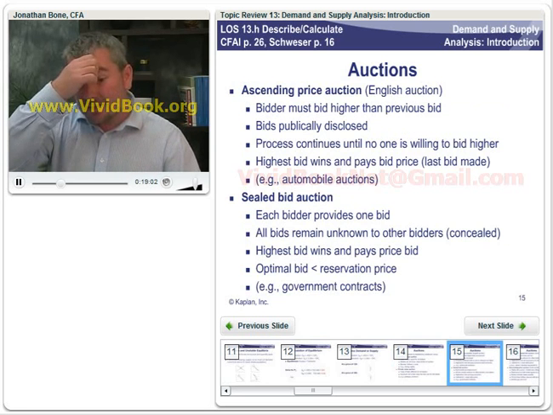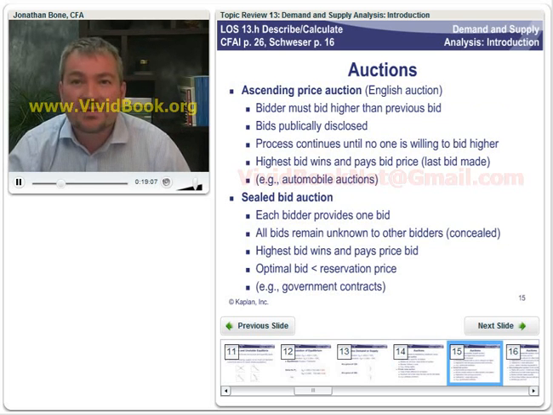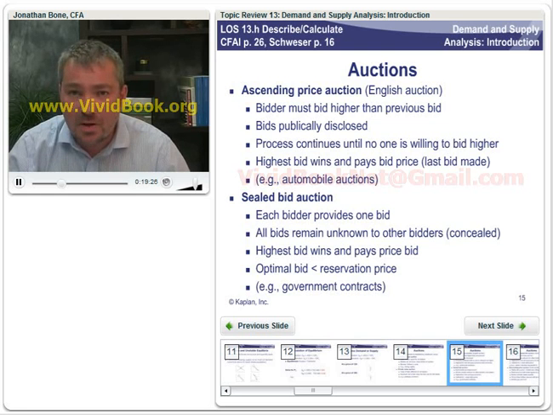So let's have a look at the types of auctions. Probably the most common type of auction is an ascending price auction, which apparently is called an English auction. That's news to me. Essentially, the bidder in an auction must bid higher than the previous bid. In other words, you're in an open auction room, bids come in, each bid must be incrementally higher than the previous bid. Everybody in the auction room knows what the bids are. So they know that if they want the good that's being auctioned, they will have to bid higher than the last price announced in the marketplace.